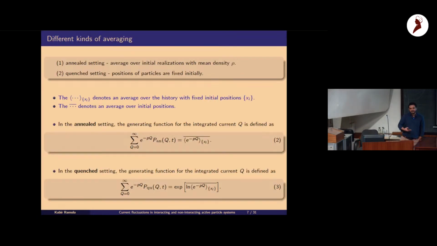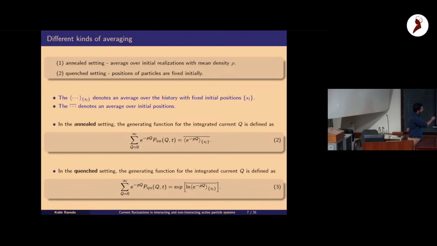So there are two very well-known kinds of averaging done when we look at these sort of particle systems. One of them is known as the annealed setting, where you average over the initial realizations consistent with some macroscopic property like the mean density rho. Another one is the quenched initial setting, where you keep the positions of the particles fixed and then you average over histories, but keeping the positions fixed. So this will have lower fluctuations because there is no fluctuation in the initial condition.